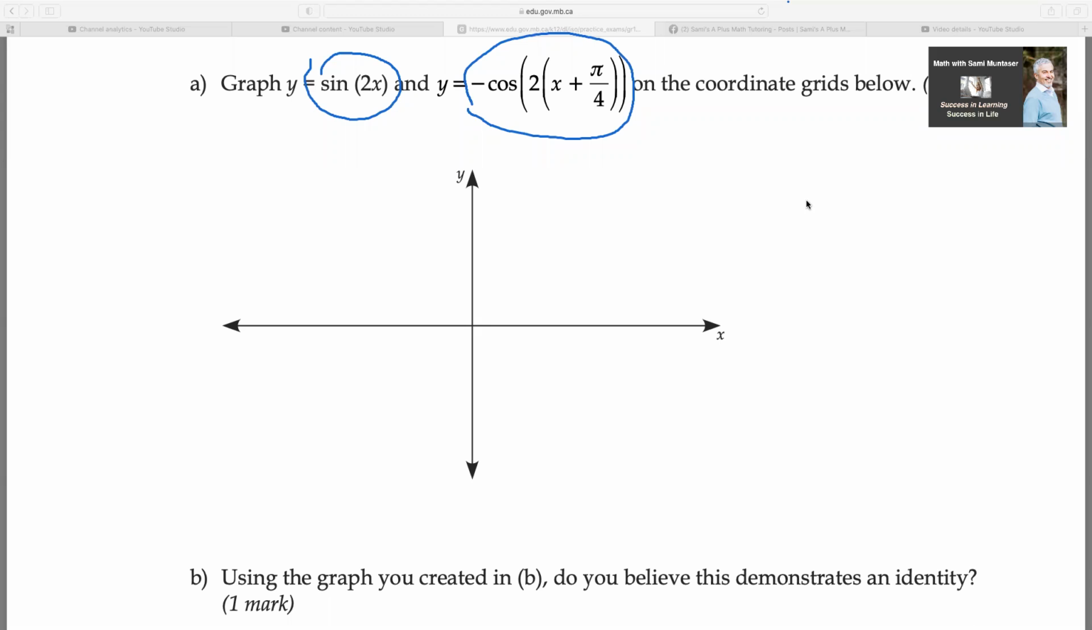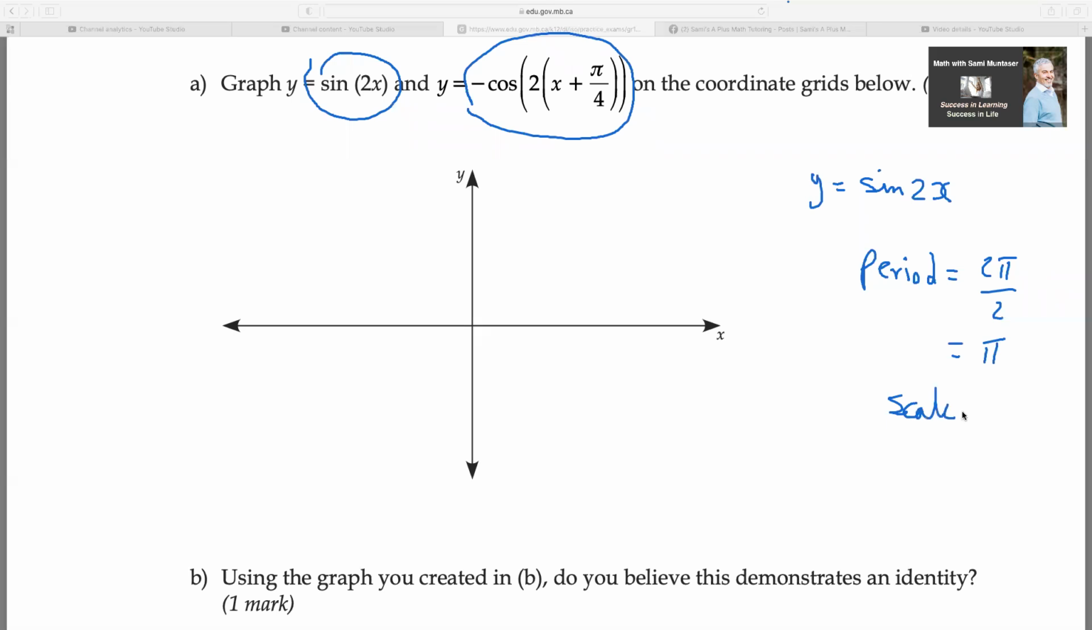So let's look at sine 2x first. I'm going to graph y equals sine 2x using the blue, and then I'll use a different color to graph that one. The only thing here that changed is the period. Everything else is the same. So the period is 2 pi over b, and b is 2 there. So that gives me pi.